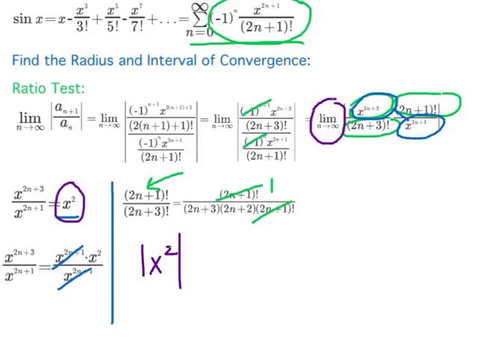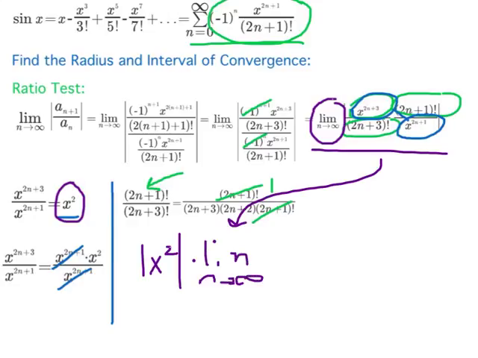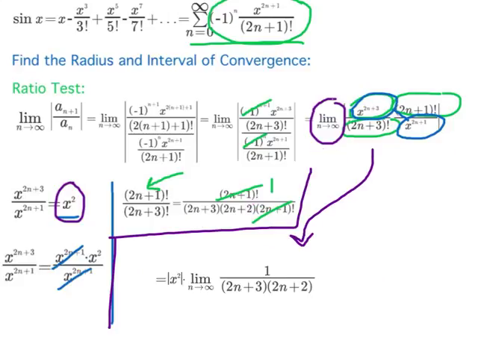So I can rewrite this as x squared times the limit as n goes towards infinity of 1 over what was left here, 1 over 2n plus 3 times 2n plus 2. I'm going to make that nice and neat in a second for you. Hang on. I don't know why I try to write things by hand. But in any case, this is what we said.